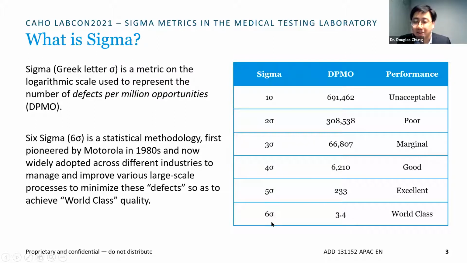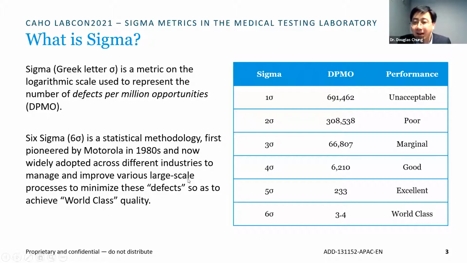And of course, sigma can go up beyond 6 to 7, 8, 9. You can go up to infinity sigma, but the DPMO, your defects, will approach 0 logarithmically, but never really reach 0. Now, why do we focus on 6 sigma? Because it is a statistical methodology that was first pioneered by Motorola in the 1980s and now widely adopted across different industries to manage and improve large-scale processes to minimize defects and achieve world-class quality.